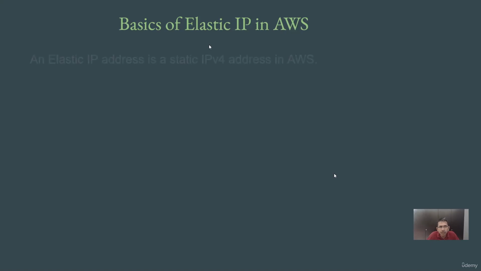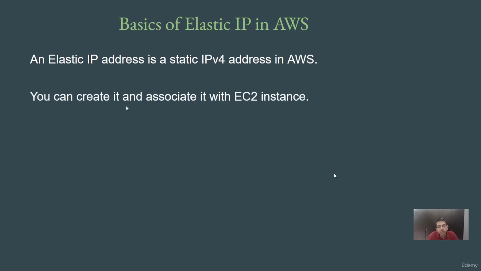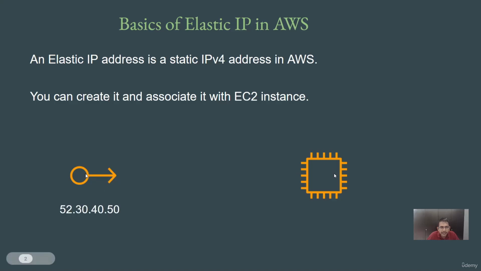Now at a very high level overview, an elastic IP address is a static IPv4 address in AWS, and you can create it and associate it with an EC2 instance. So let's understand this from a diagrammatic perspective where you have an elastic IP that you create and you have an EC2 instance. So after this elastic IP gets created, you get a public IP address here. So after EIP is created, you can associate it with an EC2 instance and then you can connect to the instance with this specific elastic IP here. So that's the basic of elastic IP, a very simple concept.